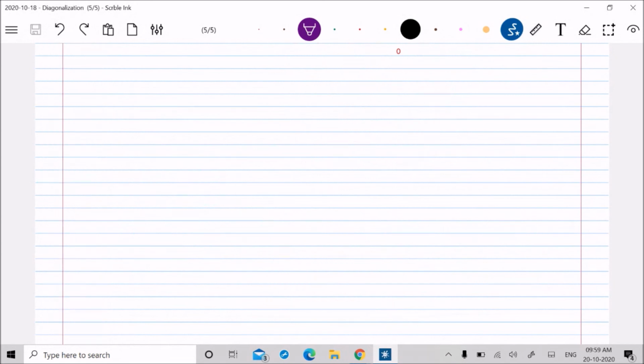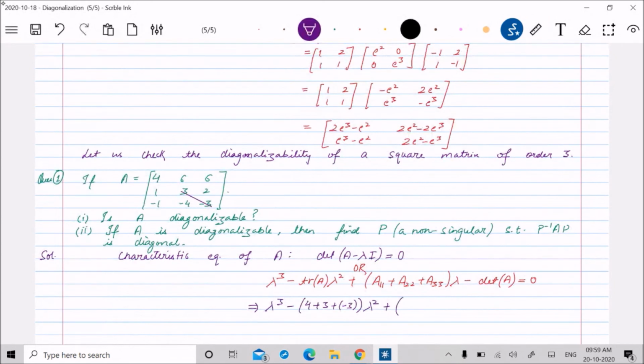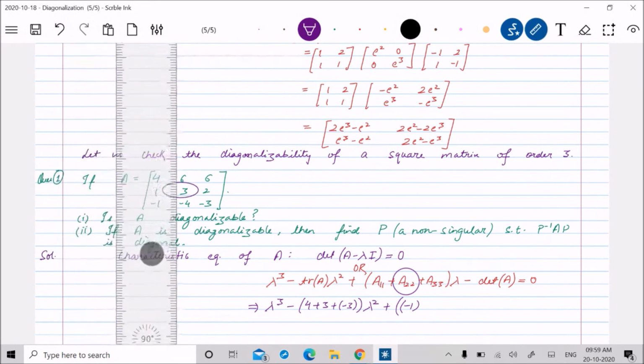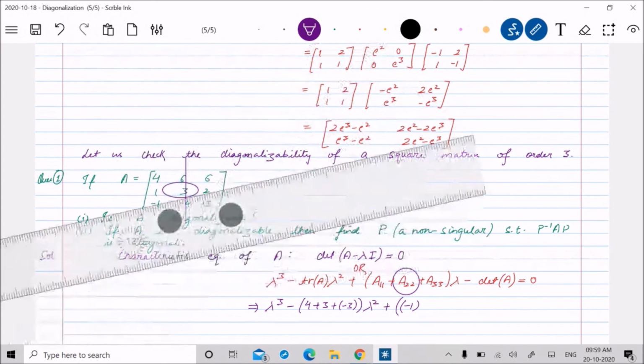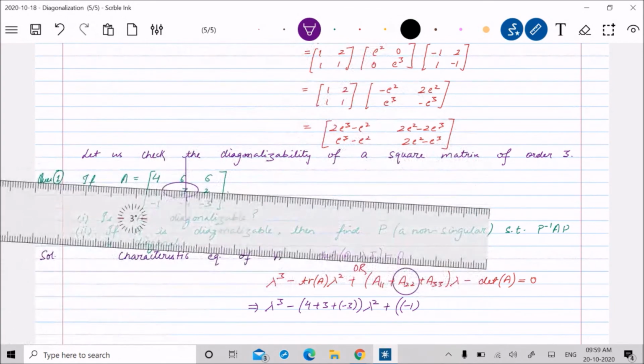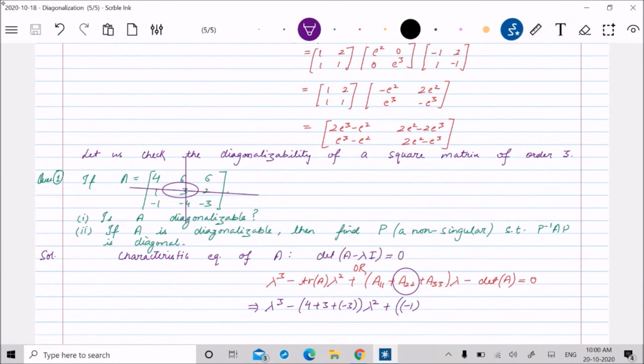So you will have minus 9 plus 8, and that will be minus 1. I hope you got this. What is A22? A22 is the cofactor of this element, and to find the cofactor of this element you have to hide this row and this column. Now can you see the cofactor? The cofactor of this element will be minus 12 plus 6, that will be minus 6. I hope you know how to find the cofactors.